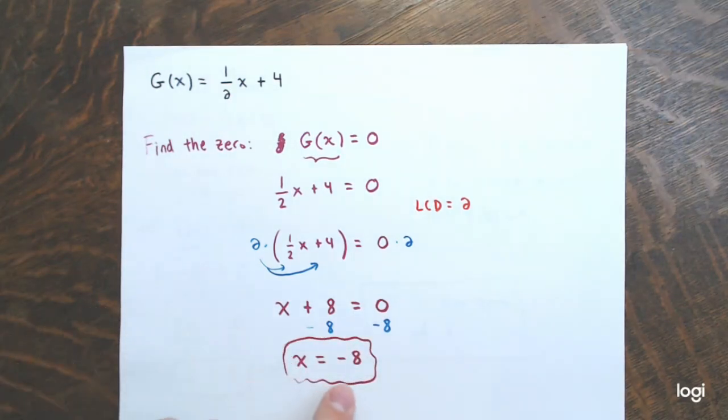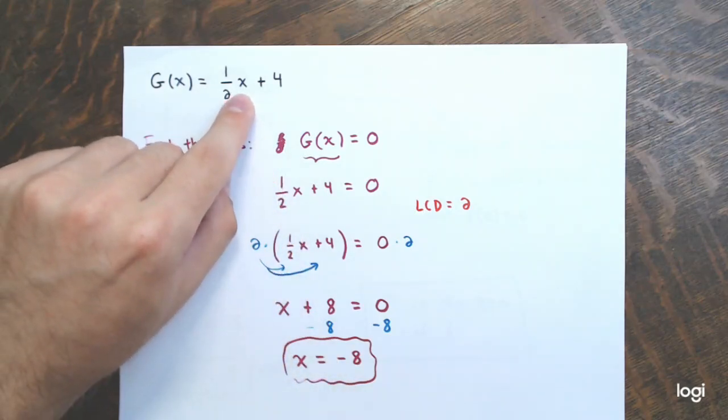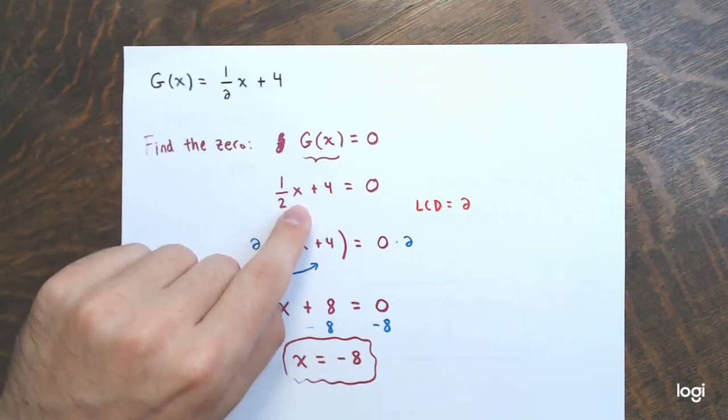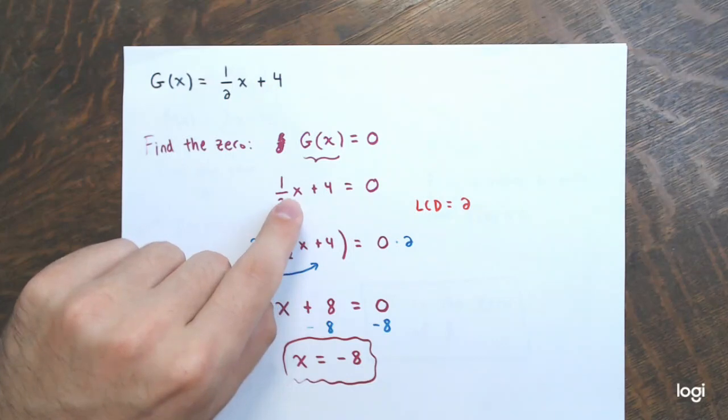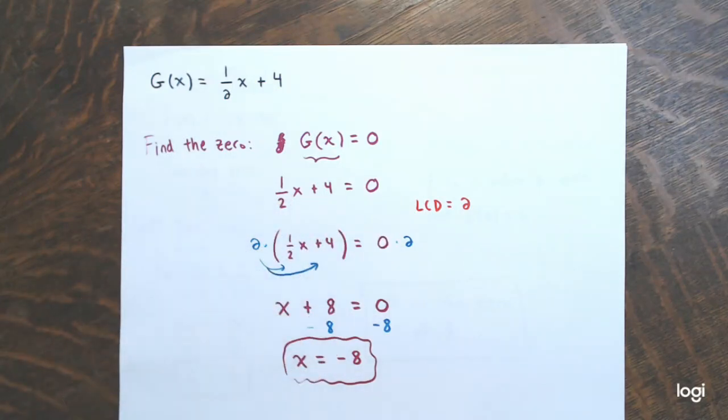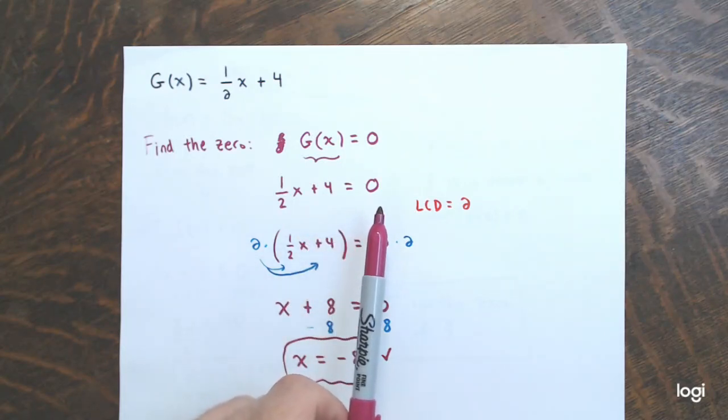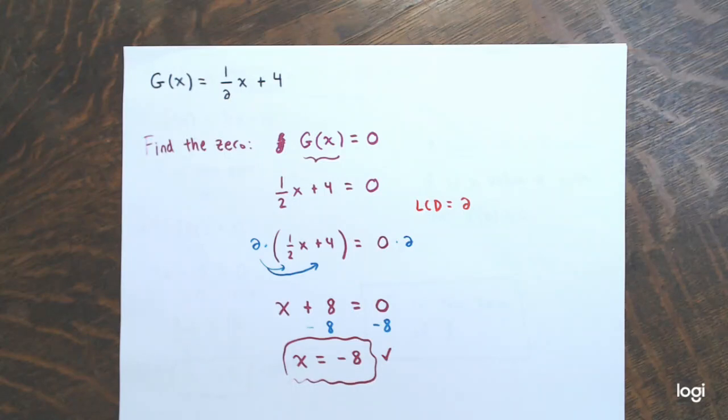Let's see. Plug in -8 for x. Half of -8 is -4, and then -4 plus 4 is indeed 0. So this checks out. Great, and that's really it. Now, you could have done this another way where I subtracted 4 first and then multiplied both sides by 2 to cancel the half, make it into 1. Either way, you end up with x equals -8.